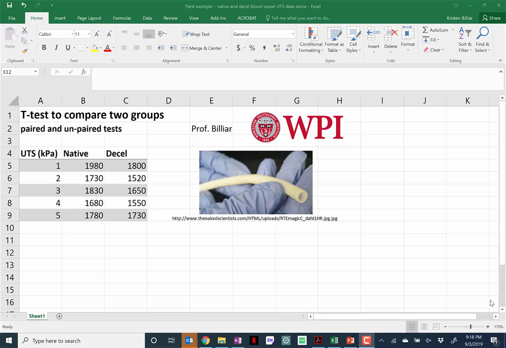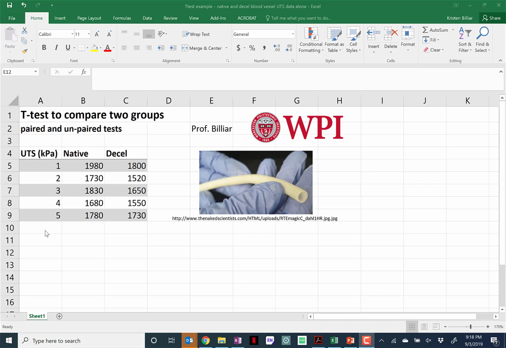This is a quick video to show how to do a t-test in Excel. Here is a quick example where we're testing if decellularized blood vessels have the same properties, in this case ultimate tensile strength, UTS, as native blood vessels. Assuming these properties have a normal distribution, you can use the t-test. So we're going to do that.